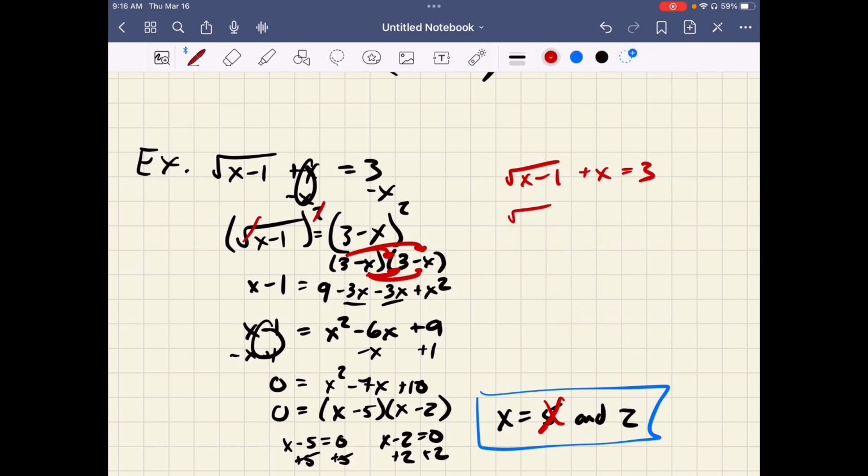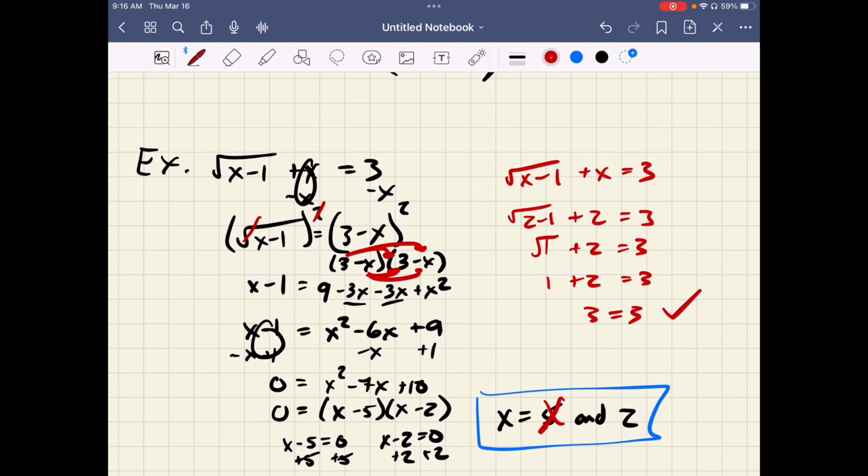Now let's go check the 2. Plug that in. I have the square root of 2 minus 1 plus 2 equals 3. 2 minus 1 is the square root of 1 plus 2 equals 3. Square root of 1 is 1, plus 2 equals 3. So now I have 3 equals 3. So that checks out. And the only solution that is in fact correct is x equals 2. And that's the only one that we're going to use.